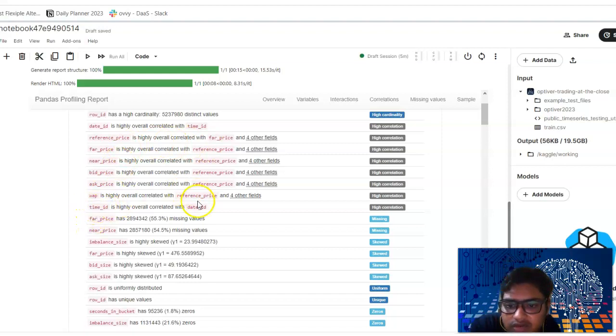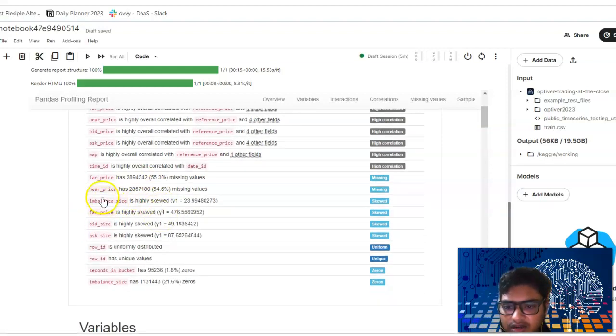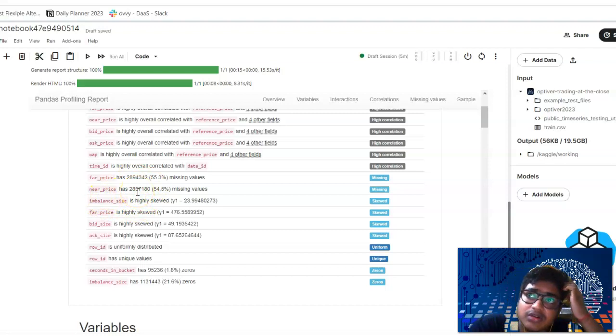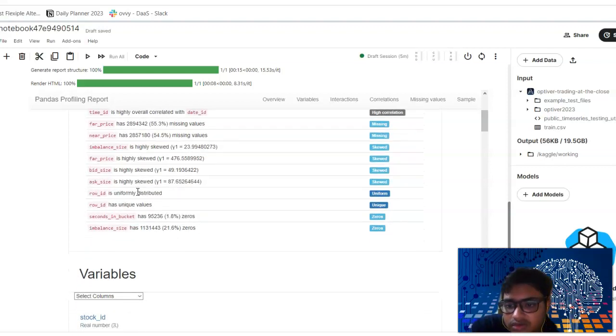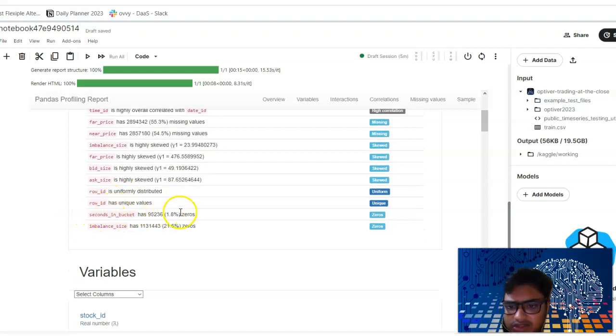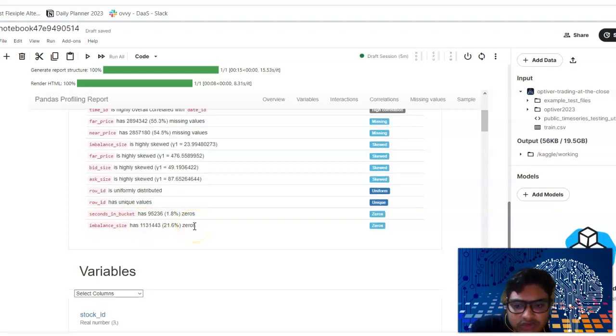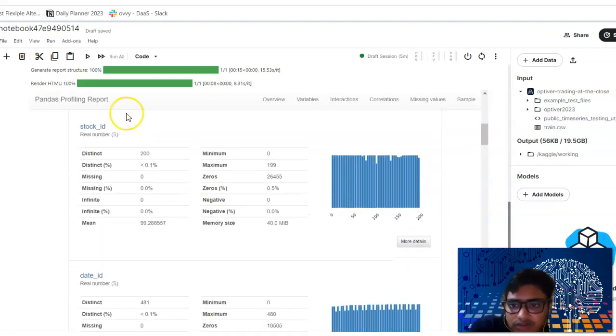Time ID is also correlated with date ID, obviously, and far price, near price and others have the most missing values. In the last video we discussed removing the values before 300 seconds, but it is not plausible. We will look into it further and see why it is not plausible. Next, seconds in bucket has some zeros, and imbalance has some zeros too. So, this is the stock ID.